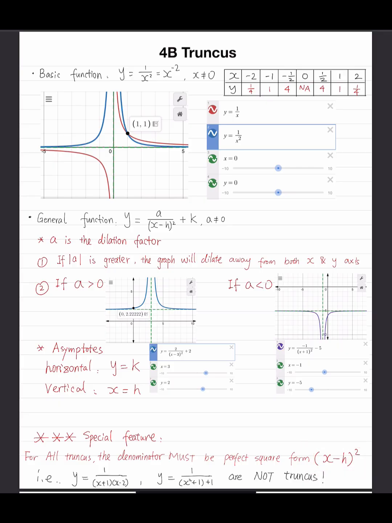Notice I give you these two examples. y equals 1 over the factorized quadratic trinomial, x plus 1 times x minus 2. Or if you have a completed square form. Now notice I actually made a little mistake here: I was supposed to write x plus 1, everything squared. So none of these are truncus. I'm going to use the graphs to show you what happens.